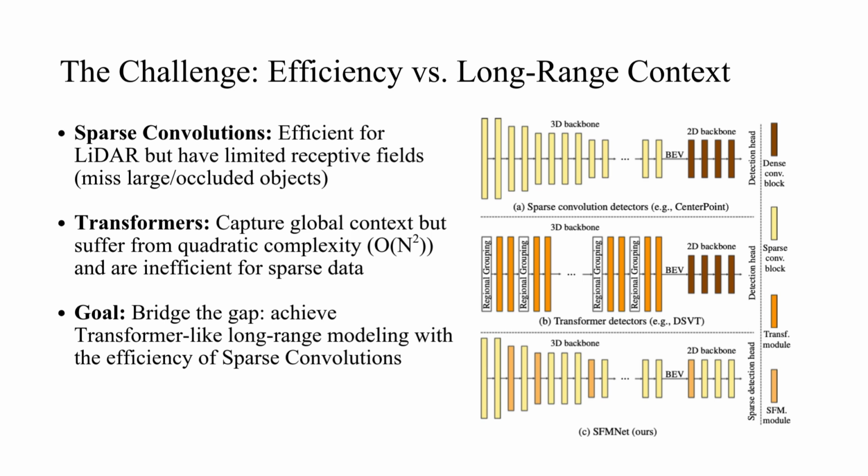First, we have sparse convolution detectors, shown in row A. These are highly efficient but suffer from limited receptive fields. Second, we have transformer-based detectors, shown in row B. While they capture global context, they come with quadratic computational complexity. Our goal was to design a network that combines the best of both worlds, the long-range modeling of transformers with the linear efficiency of sparse convolutions.